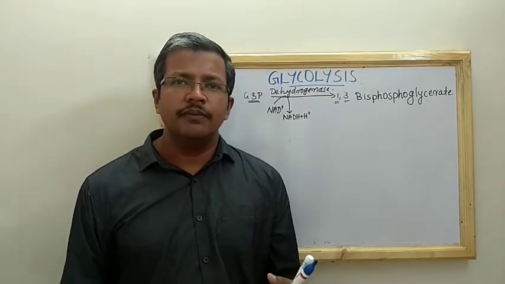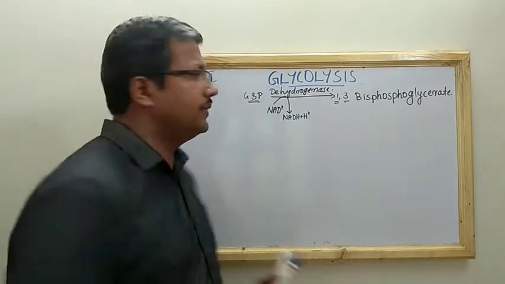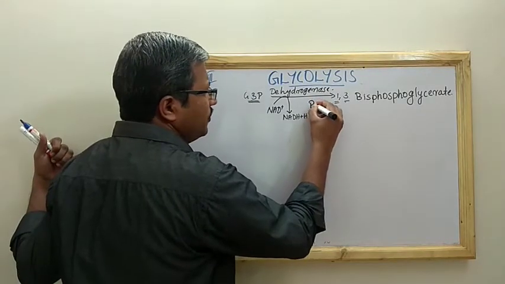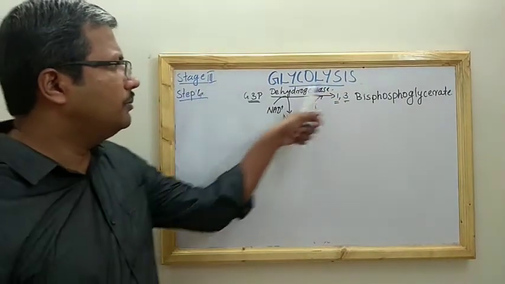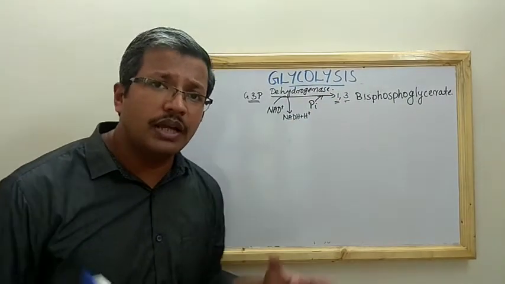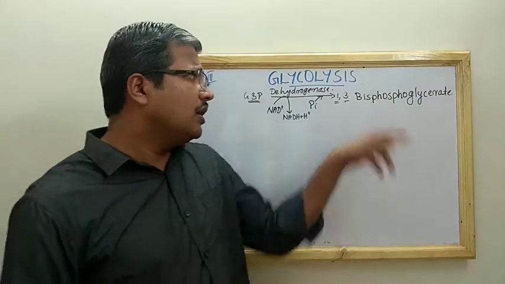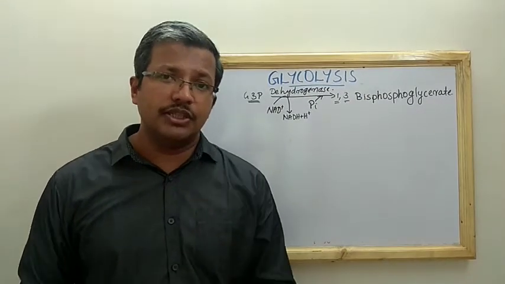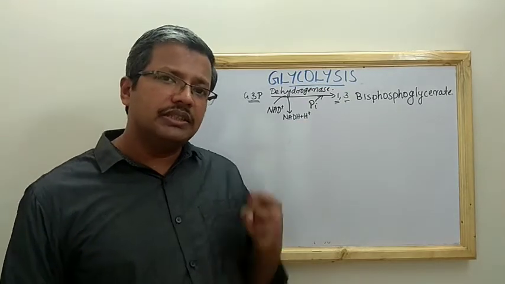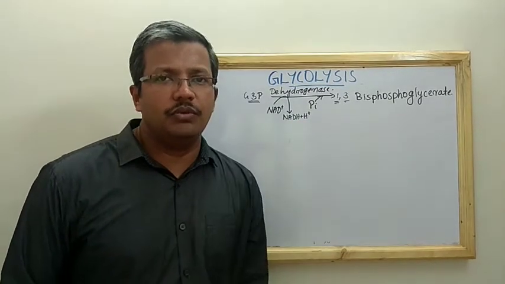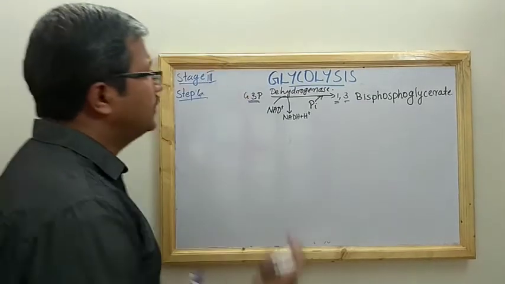Instead, we just require an orthophosphate only. So we will be just adding one phosphate group, that Pi. Pi will be entering, and that Pi will be added. So you have to remember why ATP is not used even though a phosphate group is added to the first position. It's because it's an oxidation step, and that oxidation is along with the phosphorylation. Clear? So let us see the structure.